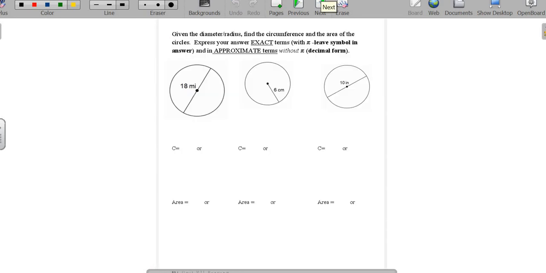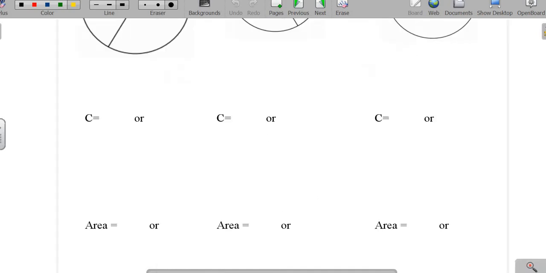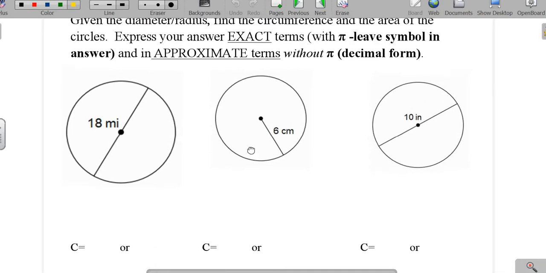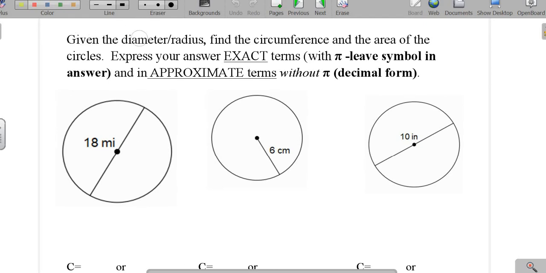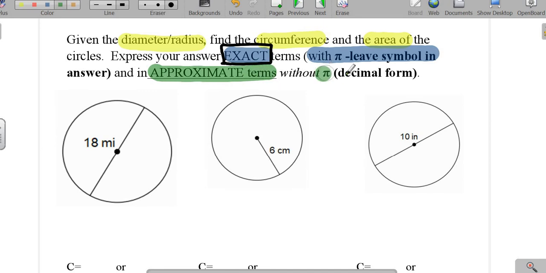Now, very important. It says here, we're going to do this together. Given the diameter and or the radius, find the circumference and the area. Express your answer in exact terms. The word exact terms means you leave the pi symbol in there with no decimals. Technically, answers with pi in it are what's called exact. They're far more accurate. Then, in approximate terms, without the pi in decimal form. Let me show you what I mean.